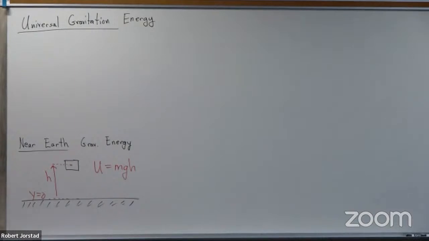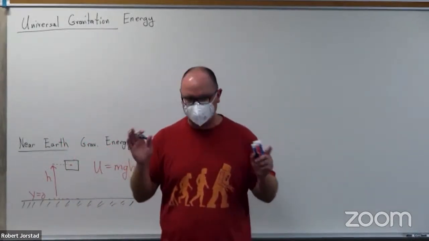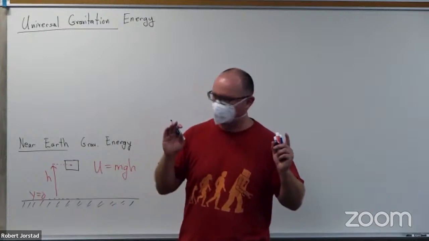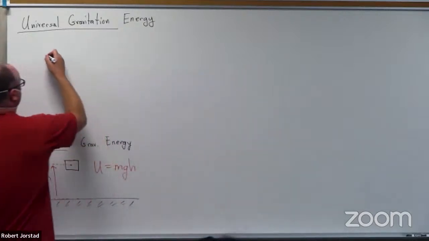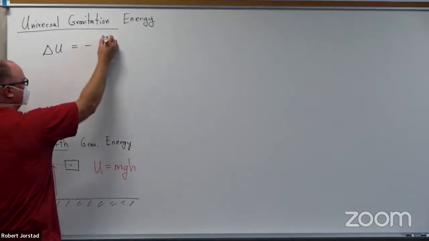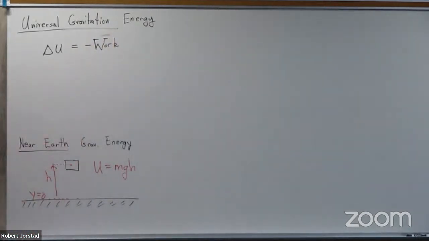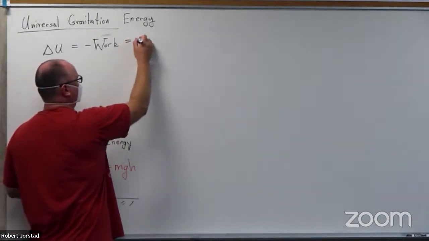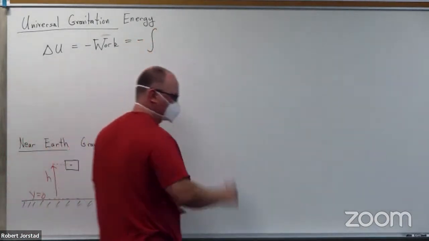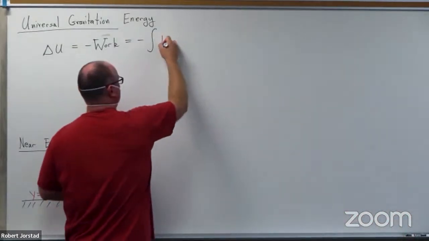I'm going to partially derive this to give you an idea where this comes from and then write the answer, because what we're going to do most of the time is use the answer, and I can go into the derivation more later. But remember, delta U is minus the work done. Do you remember that from earlier in the semester? Does anybody remember what the integral form of work was? The integral of what? Force dot displacement. Yes, excellent.